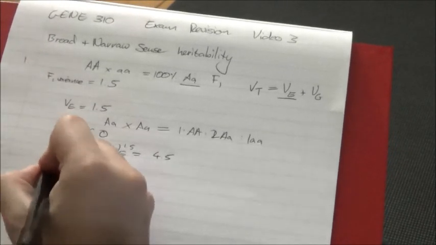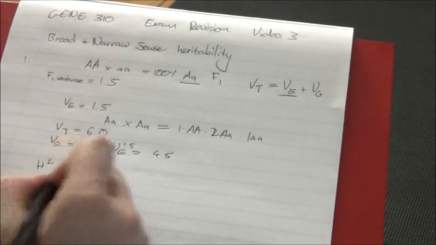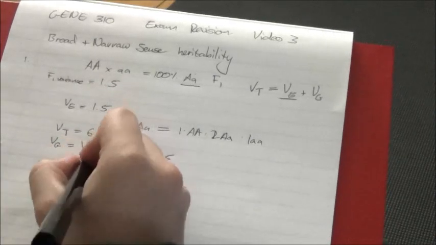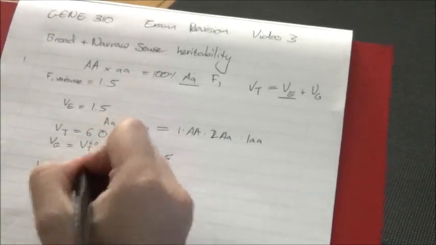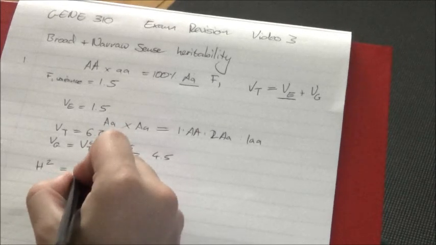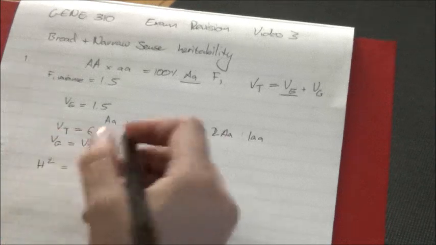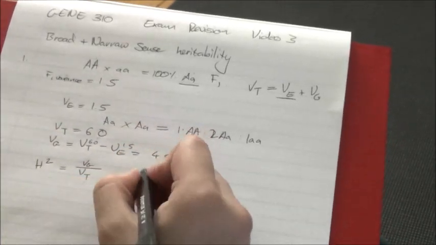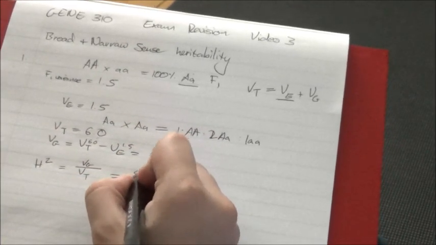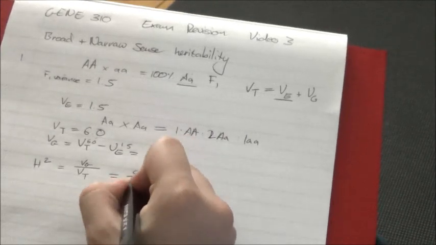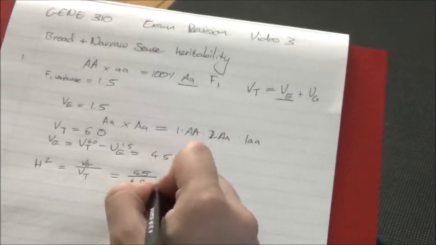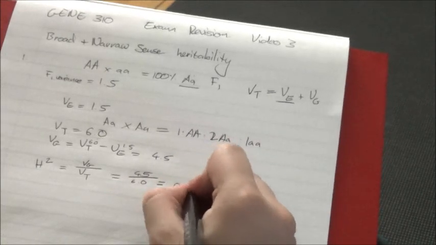Now it also asks us to calculate the broad sense heritability. Most of you should know this, but the broad sense heritability with a capital H, broad as in big, is equal to our total genetic variance over our total phenotypic variance. And we have both there. What is it? It's 4.5 over 6.0, and that should give us 0.75. And that is our broad sense heritability. See, pretty easy.